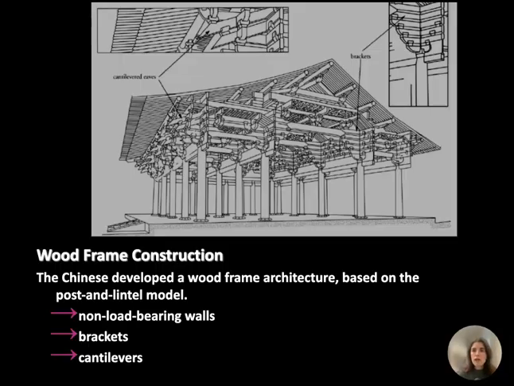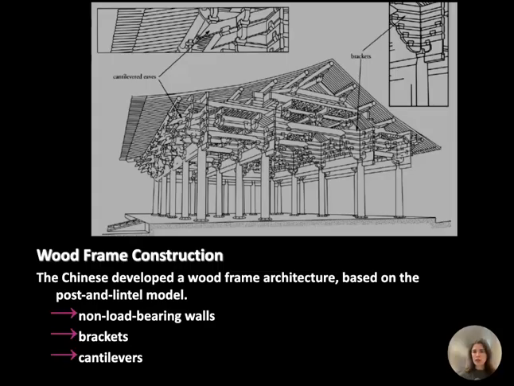All right, let's think about what kind of architecture we see developing in Asian countries, especially East Asian countries or territories. This was called wood frame construction. The Chinese developed wood frame architecture based on the post and lintel model. So we have these posts that help to support these very large roofs. And the roofs really become an area for decoration, an area that really makes the architecture stand out, gives the architecture a lightness and almost a sense of wings coming out from the architecture.